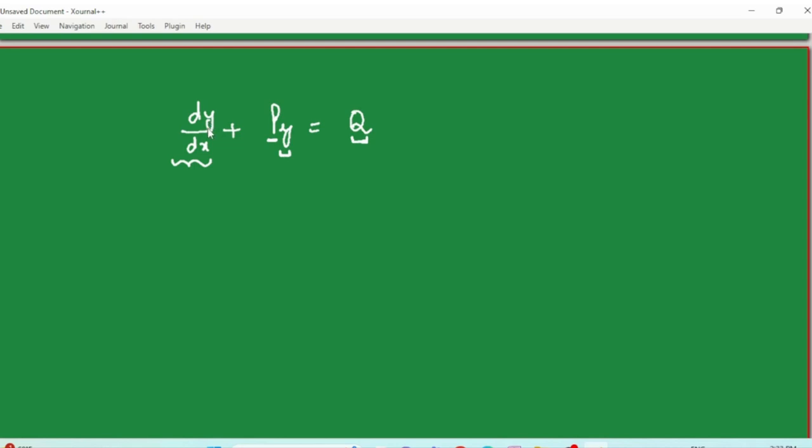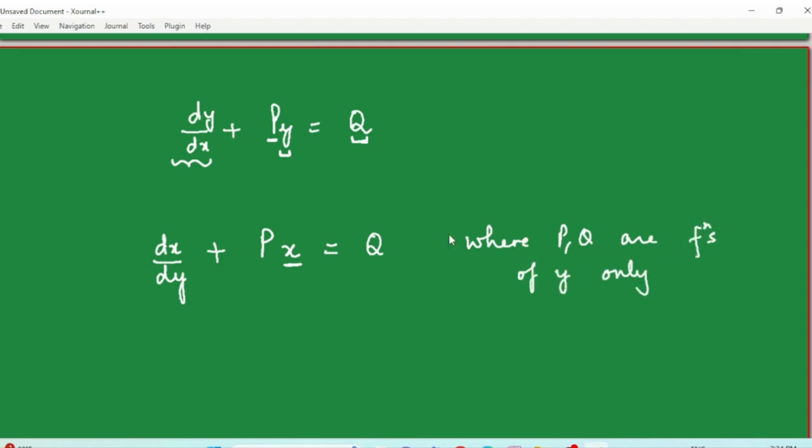But sometimes the equation is not linear when you talk about dy by dx, but it suits you more to take dx by dy. That means you take x as dependent in that setting and y as independent. So your linear differential equation can also look like dx by dy plus px, because x is dependent now, is equal to q, where p and q this time will be functions of y. So this is also a linear differential equation. It's just that the roles of x and y have been reversed, and the procedure will still be the same.